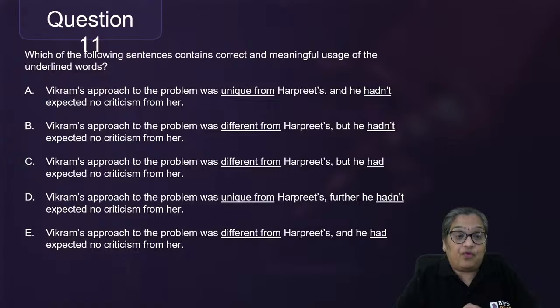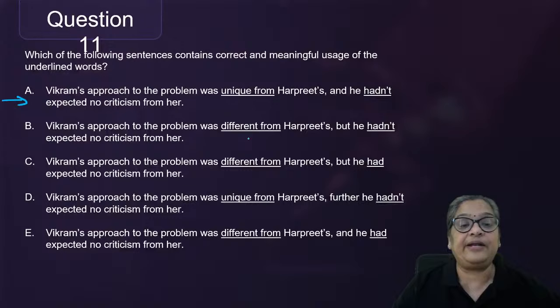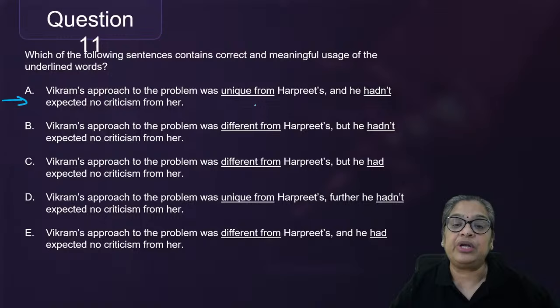Vikram's approach to the problem was unique from Harpreet's and he hadn't expected no criticism from her. When you are given five sentences which have only some differences, read the first sentence and try to identify the mistakes right there. Is "unique from" correct? If you think it isn't, look for the other. "He hadn't expected no criticism." Is that correct? If not, then look for the next one.